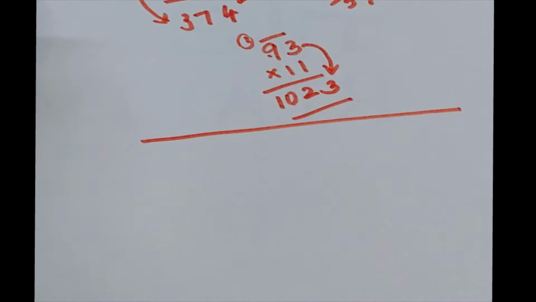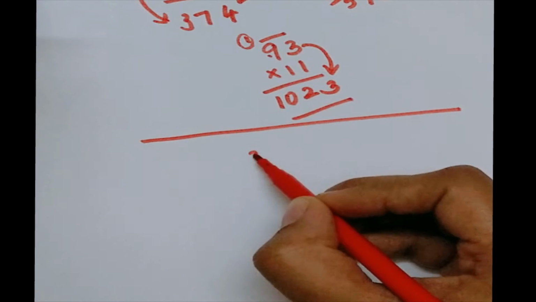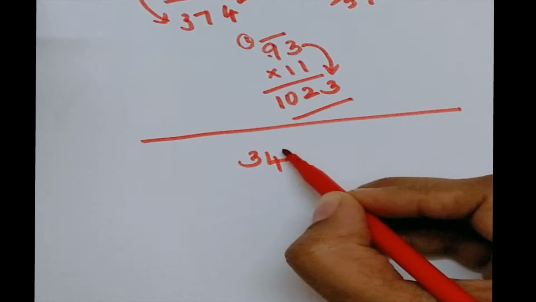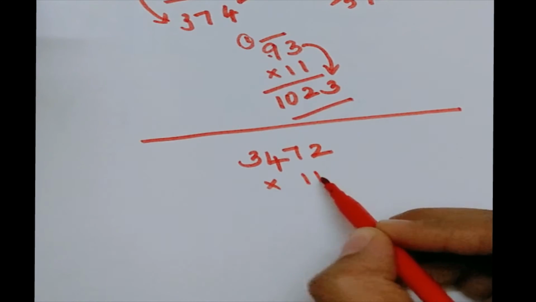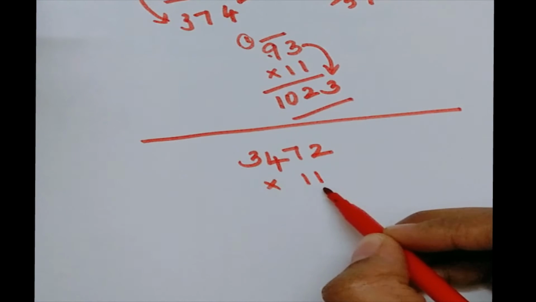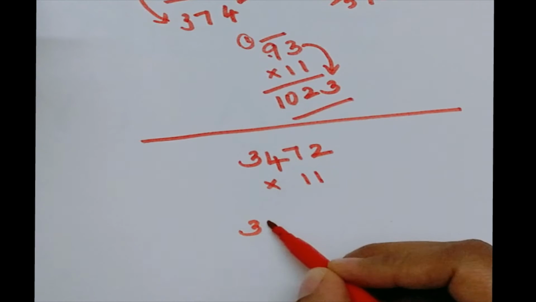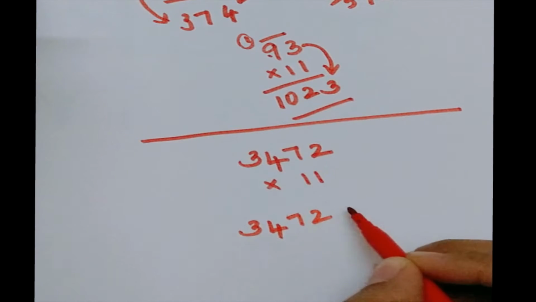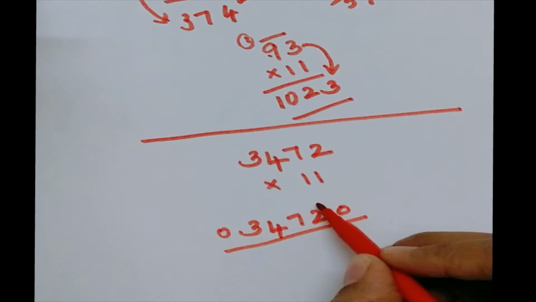Now let's start with another number having more than 2 digits. For example, 3472 multiplied by 11. Now since 11 has 2 digits, we would add a 0 on either side. So the number we would consider would be this. And in this case, we would add 2 digits at a time.